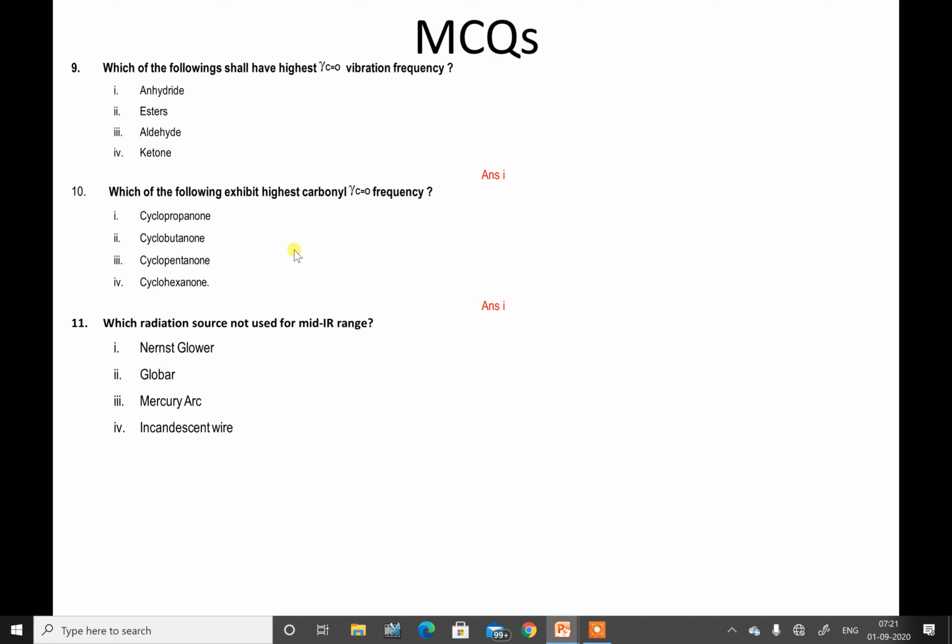Which radiation source is not used for the mid IR range? That is the range which we are dealing with. So Nernst glower is very much there, Globar is there, and then it's mercury arc, which is not, because incandescent filament is also there.